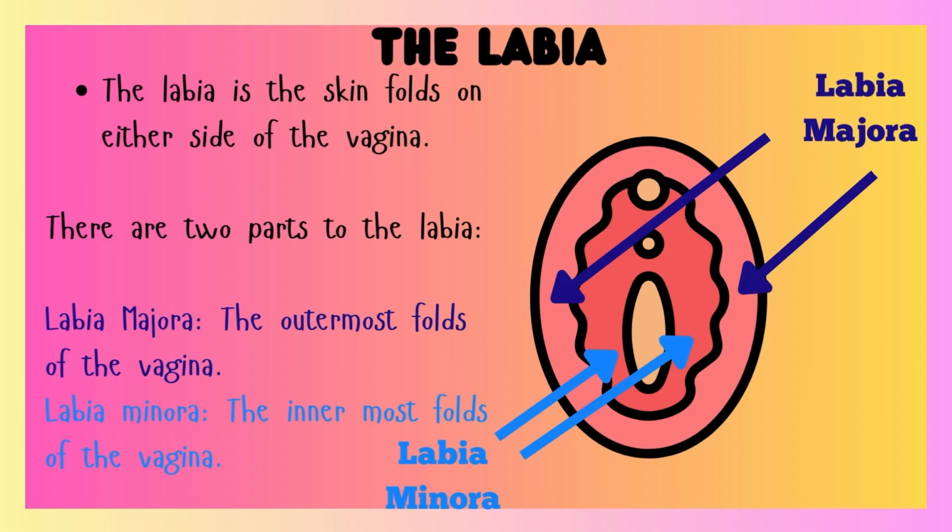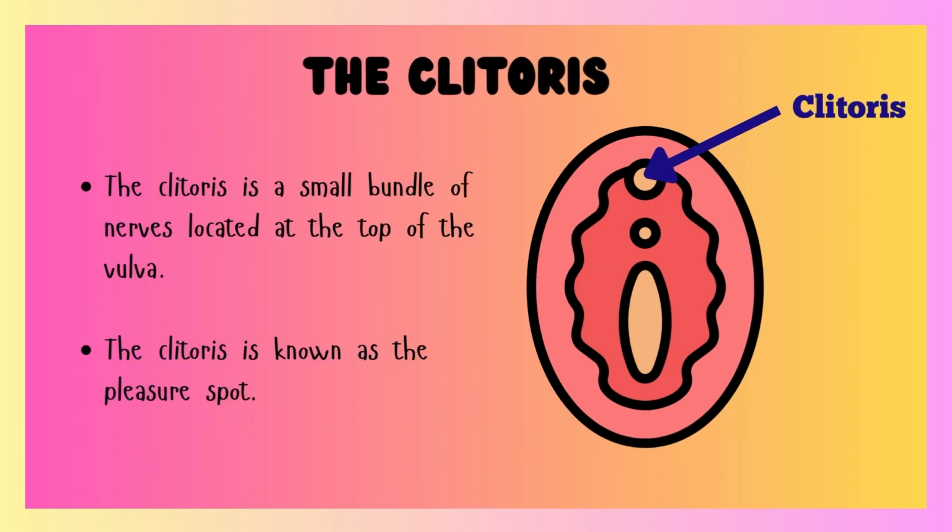The labia is the skin folds on either side of the vagina. There are 2 parts to the labia. The labia majora, which is the outermost folds of the vagina, and the labia minora, which is the innermost folds of the vagina. The clitoris is a small bundle of nerves located at the top of the vulva. The clitoris is known as the pleasure spot. It is important to note that no 2 vulvas look the same. Each girl's vulva looks different, and this is totally normal. Although, if you are concerned that your vulva does not look or feel normal, you should talk to your doctor.